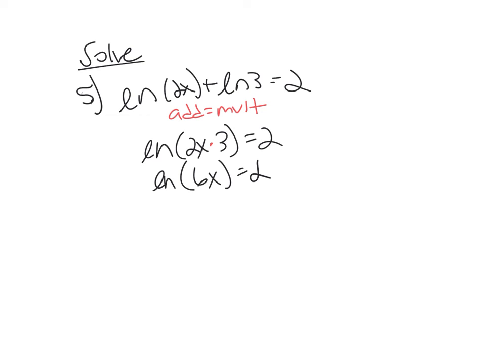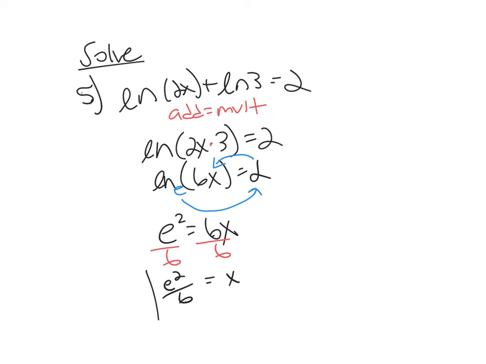Well, this just means that we need to change to exponential. So remember, natural log has a base of e. So we can take e, square it, and that's going to equal 6x. So again, natural log does have a base. Its base is e. So e squared equals 6x. Divide both sides by 6. And the exact answer would be e squared over 6.